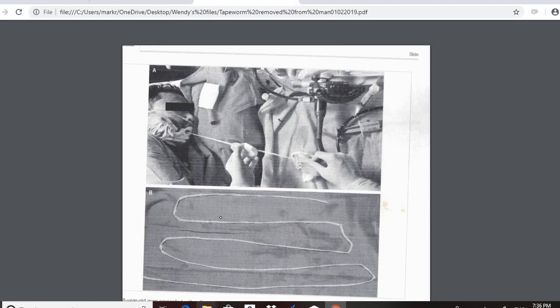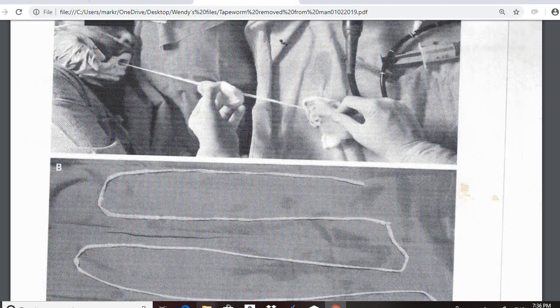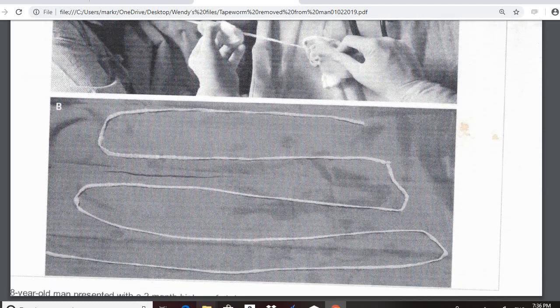so this is a picture of a man who was a patient in, I believe it was, I'm pretty sure it was India, and he had been eating pork that was undercooked, and as a result, he got tapeworm. And in this particular case, they actually took an instrument with a hook on the end of it, and they put it down his mouth and down his esophagus and into his stomach and intestine, and they actually pulled the tapeworm out through his mouth.